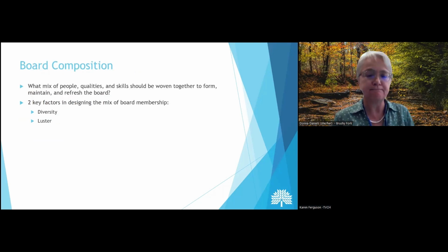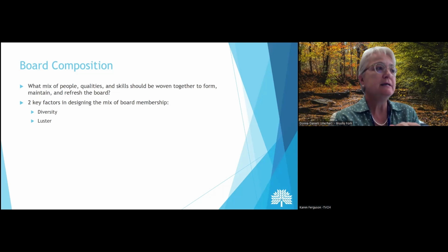board decision making. So let's talk about board composition, because boards are made up of people, and it's those people that are going to be taking those officer roles and forming the committees and all of that. So we're going to think about what is the mix of people, the qualities and the skills that need to be woven together to really maintain an effective board and to keep that board fresh.